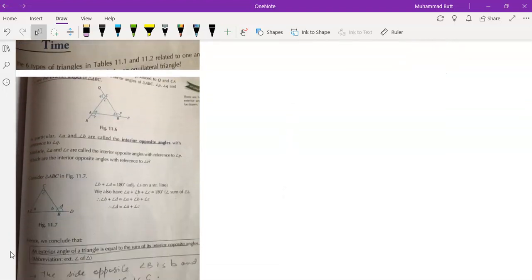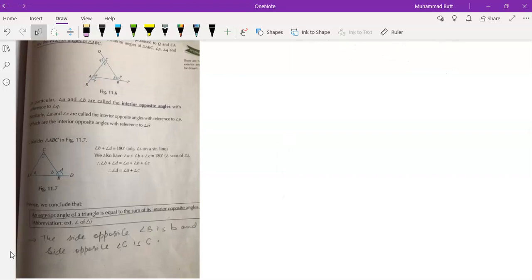Next is the exterior angle of a triangle. We have done the concept of the interior angle. The angles which are formed inside the triangle are called the interior angles. And what is an exterior angle?